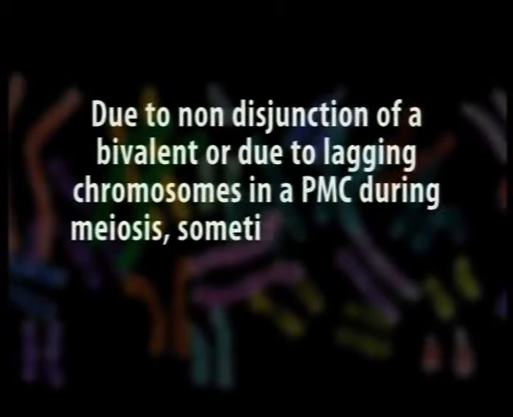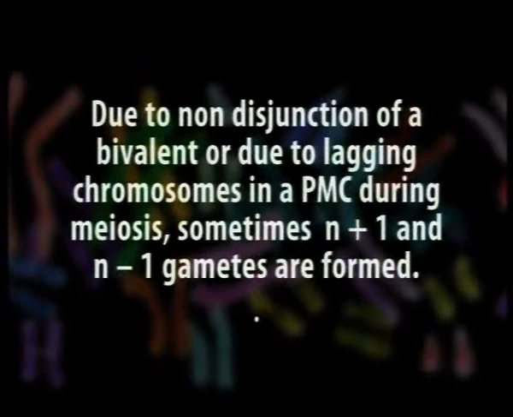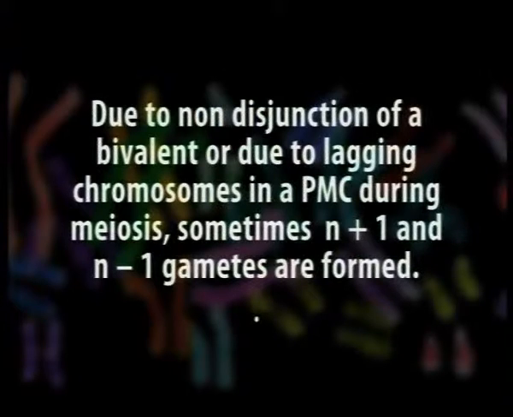Particularly as far as non-disjunction is concerned, non-disjunction means at the time of metaphase to anaphase segregation, one of the bivalents goes to the same pole, so that distribution of chromosomes does not take place, and therefore one of the gametes produced has n+1 condition, whereas the other gamete, where the chromosome has not reached, has n-1 condition. And when such gametes take part in fertilization, different types of aneuploids are produced.